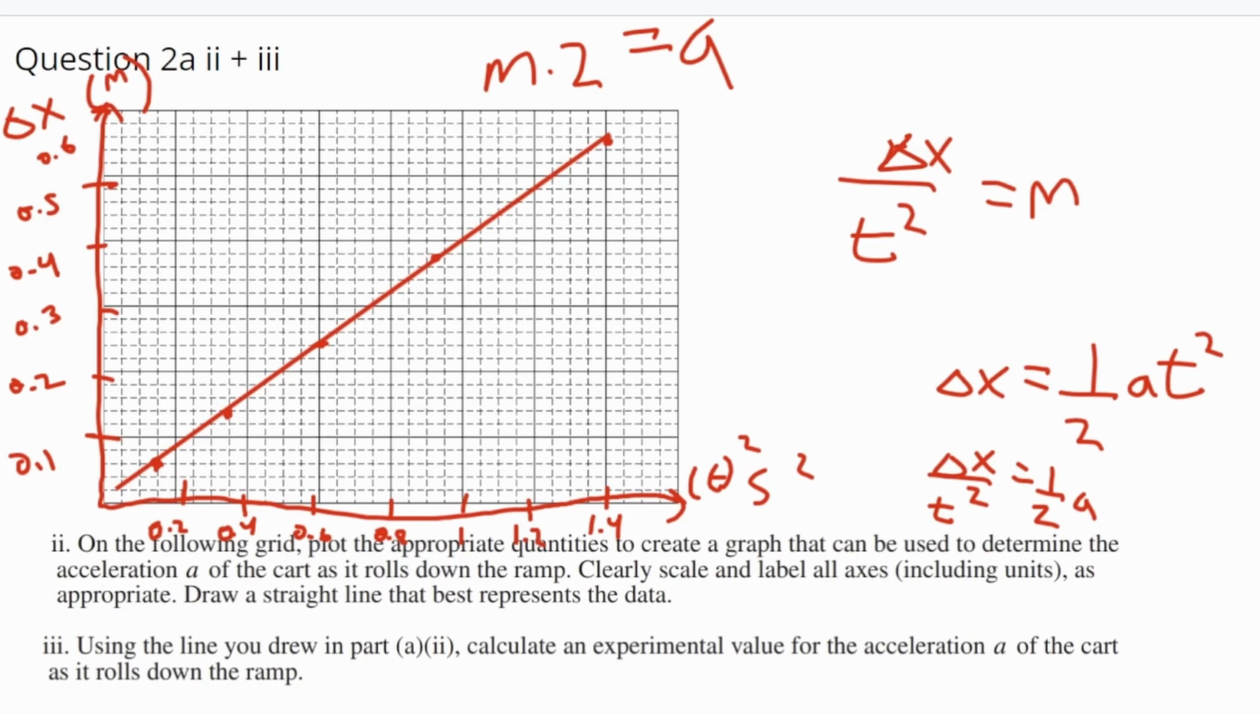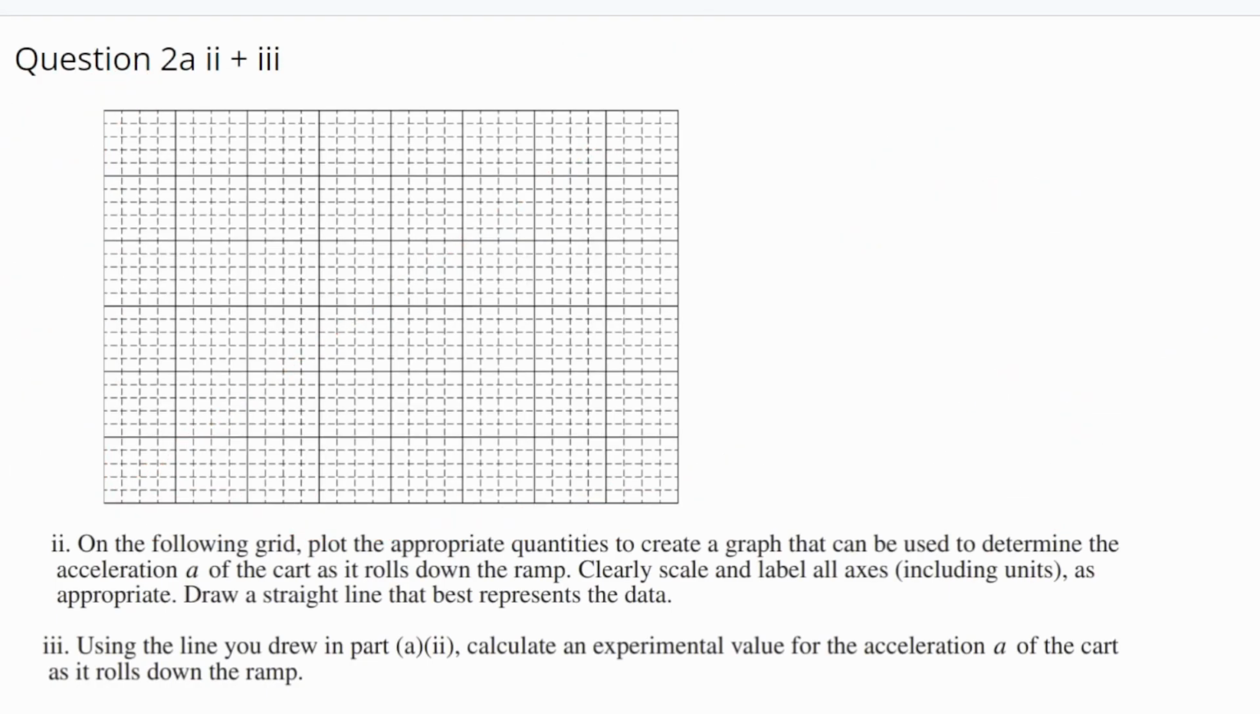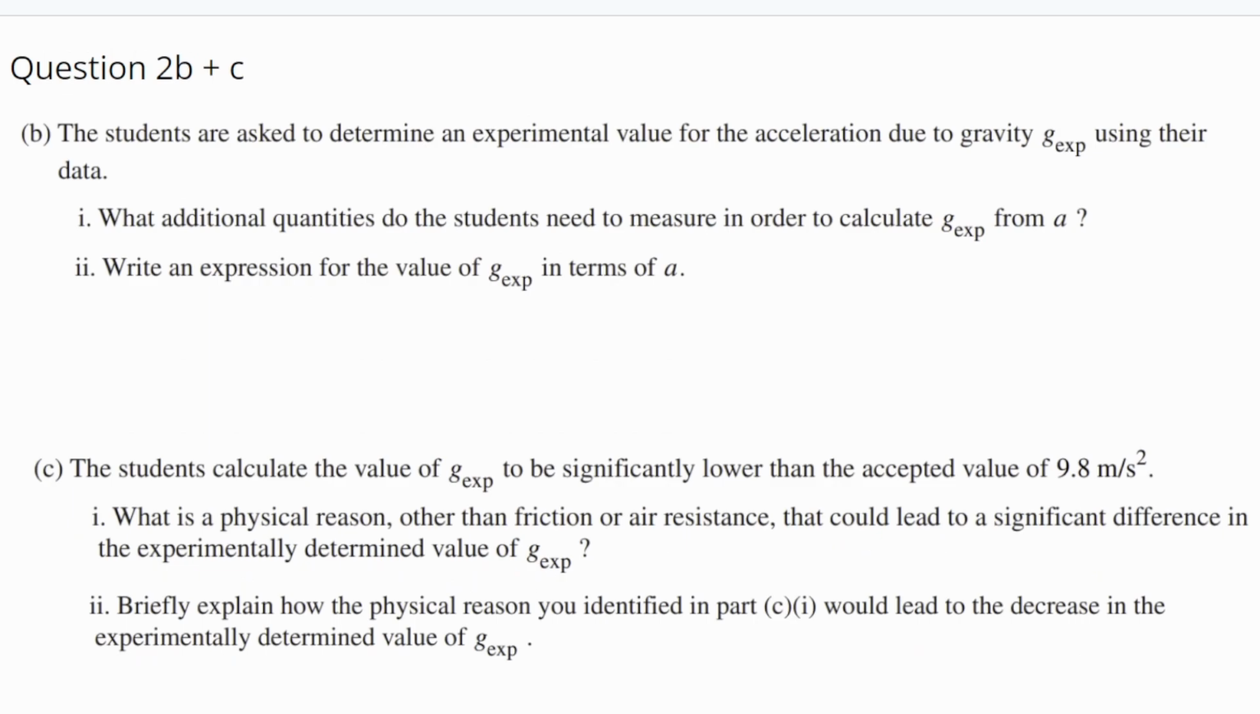Alright, so now for part 4 of this problem. Okay, so question 2b. The students are asked to determine an experimental value for acceleration due to gravity, g exp, using their data. So what can they do here?